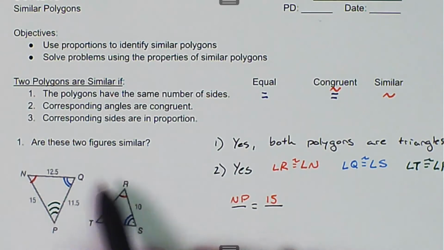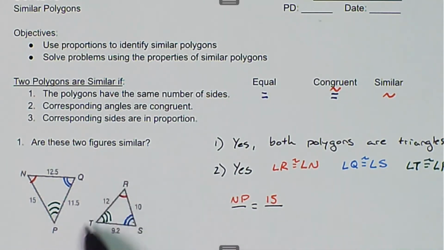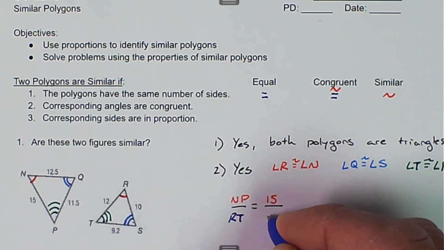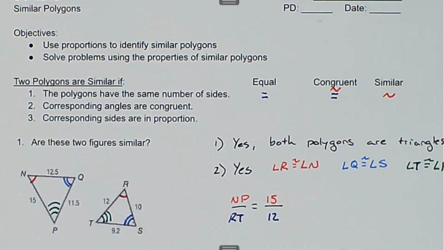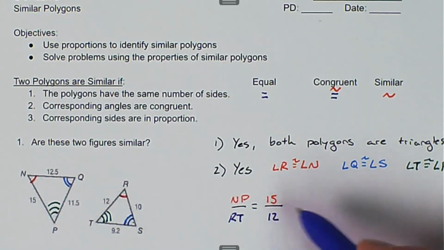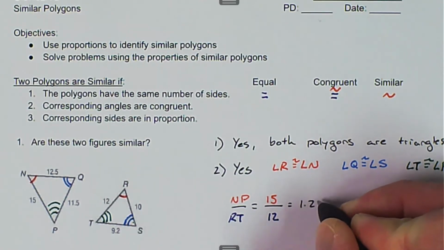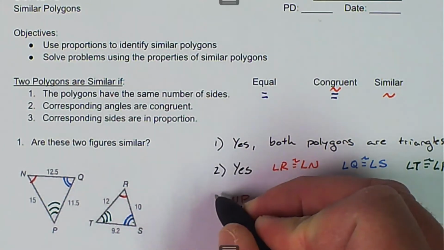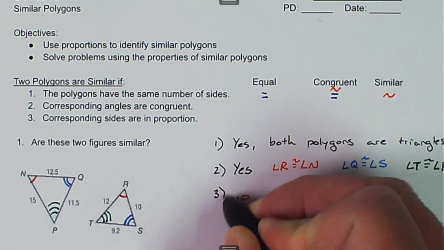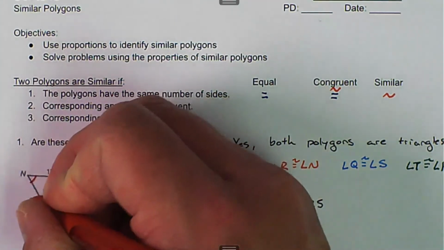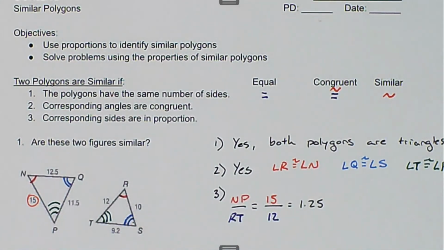So NP was the largest here. That's going to be RT. In RT, the value is 12. So 15 divided by 12, that's going to be 1.25. And we're checking for corresponding sides right now. So we checked 15 with 12.